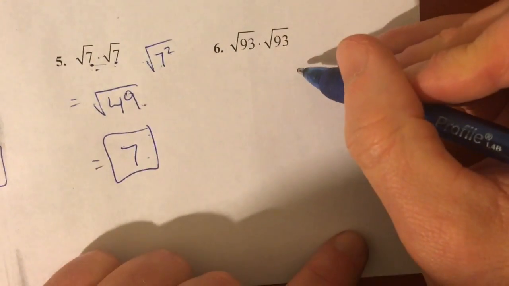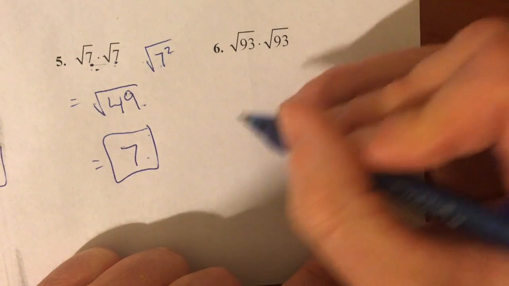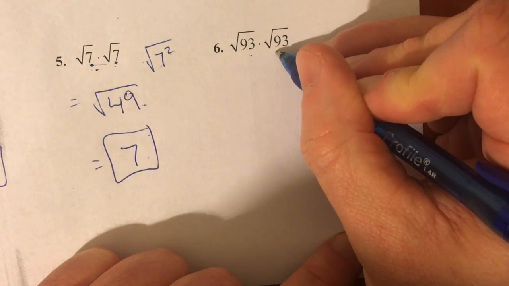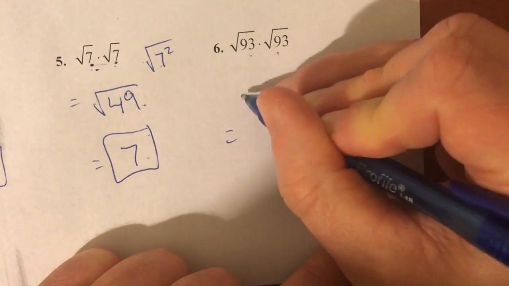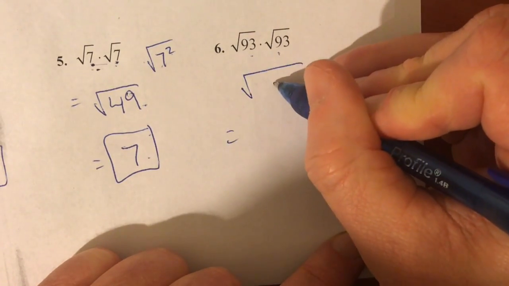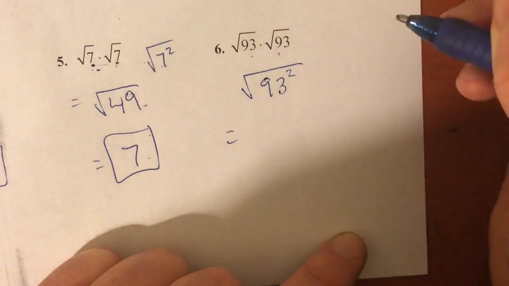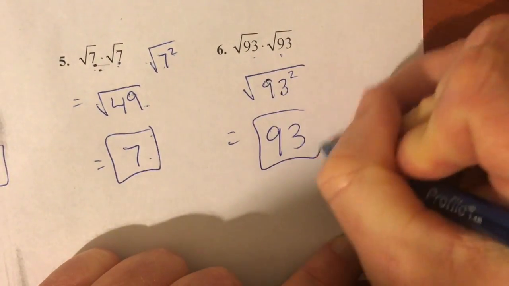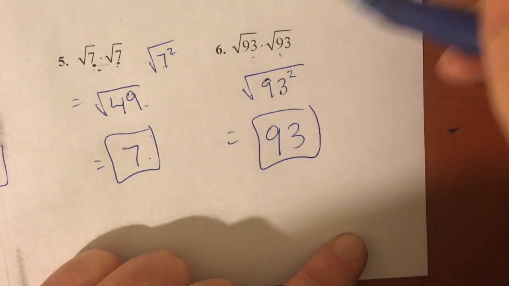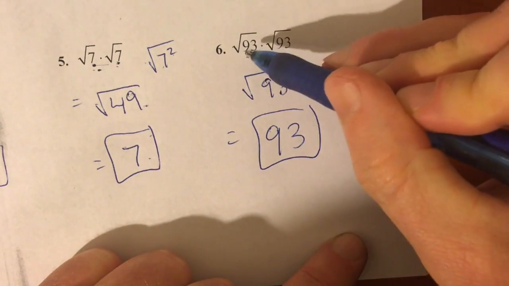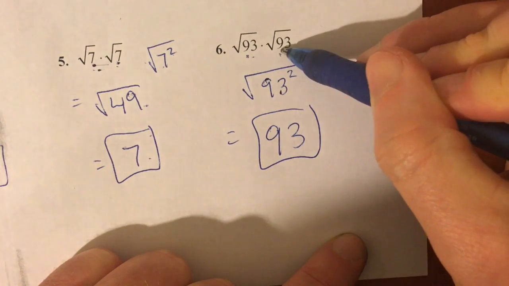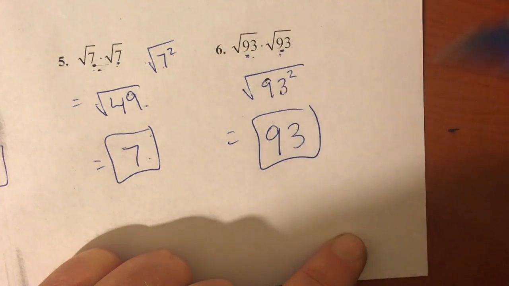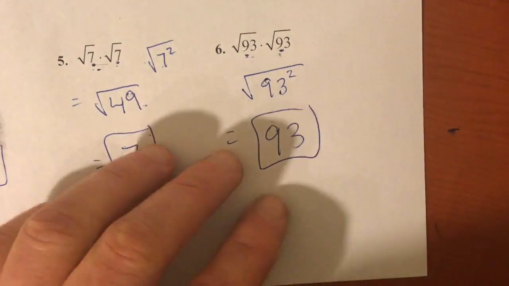So root 93 times root 93, I don't know what 93 times 93 actually is off the top of my head. I could use a calculator. But you know what? I know the final answer would be 93 squared, which is a big number, but the square root of it is going to be 93. And that's what we're going to be using in the next couple days, this idea that if you do the square root of a number times the square root of that same number, you just get that number. The square root is gone.